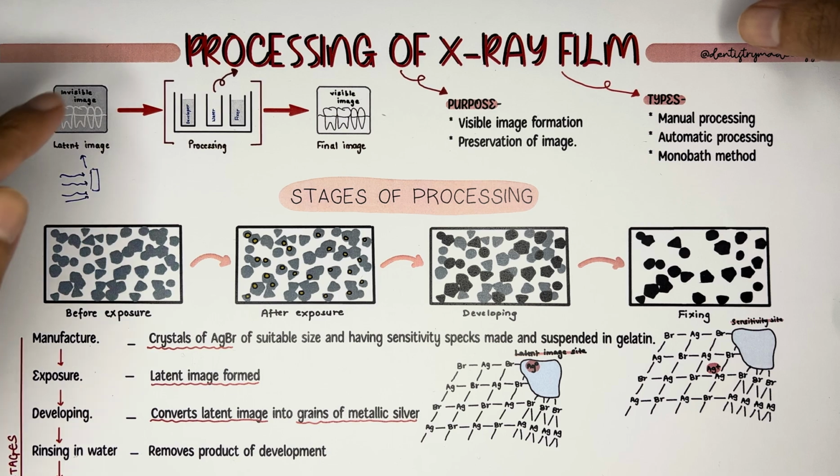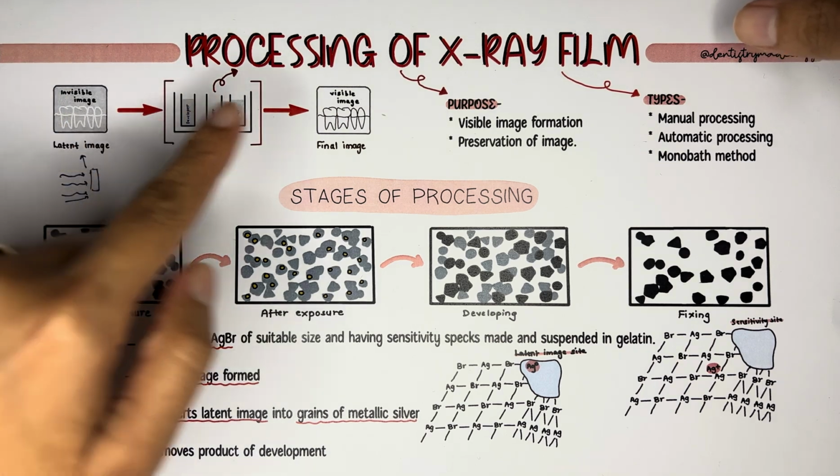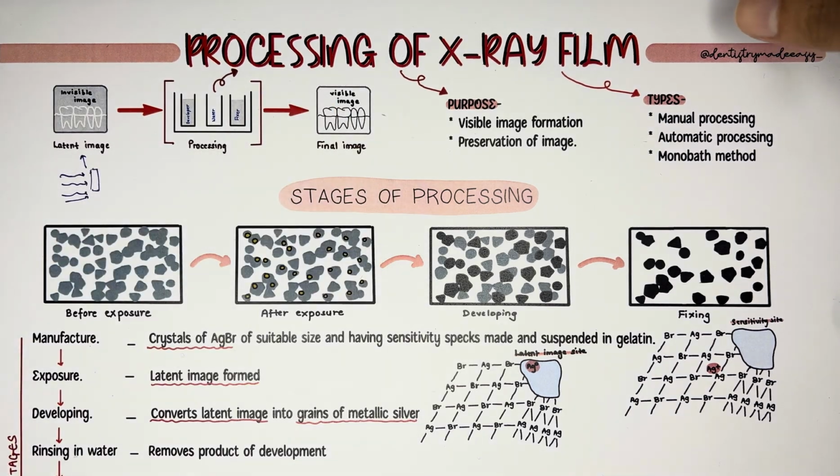So to see that image, you go through the steps of processing to see the final or the visible image. Now there are different steps in the processing of the X-ray film. In this particular video, we are going to see the theoretical part of the processing of the X-ray film. I am also going to show you how practically you do the processing of the X-ray film.